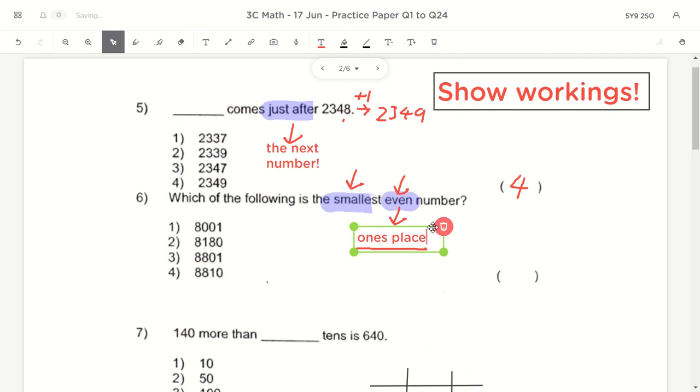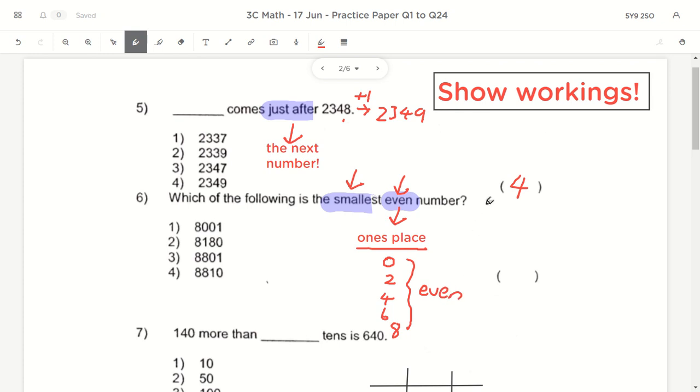Look at the ones place value of the number. If the digit in the ones place is 0, 2, 4, 6, 8, these are all even. For example, if you see 1, 3, 5, 7, and 9, these are all your odd numbers. This is something you learn in P2. You must know this well. Just look at the digit in the ones place.